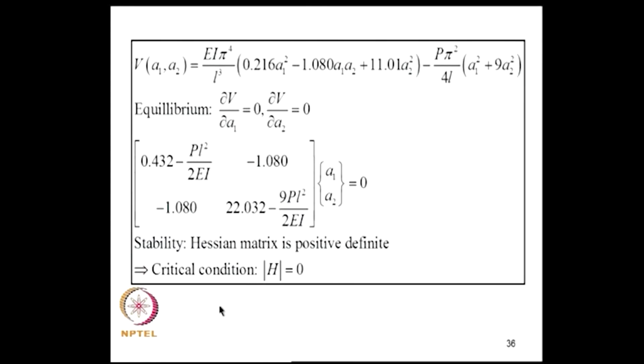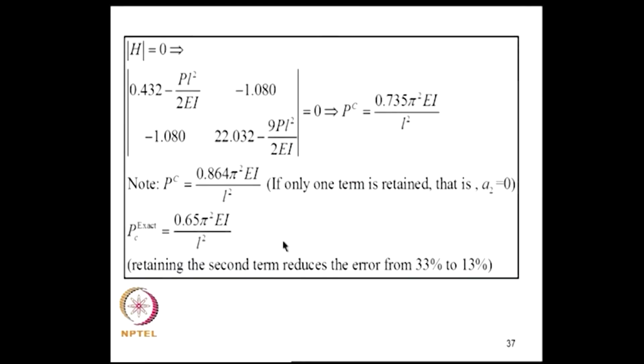Now, the condition for equilibrium is dou V by dou A1 equal to 0, dou V by dou A2 equal to 0. If I do that, I get these matrix equations, and A1 equal to 0 and A2 equal to 0 is the equilibrium position. Is it stable? So, I have to construct the Hessian matrix and evaluate it at the solution A1 equal to 0 and A2 equal to 0 and see whether it is positive. The critical condition of course will be that the determinant of H is 0. If I do that, I get the critical value for P to be given by this number.